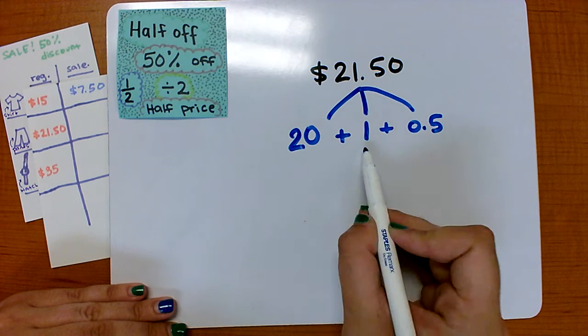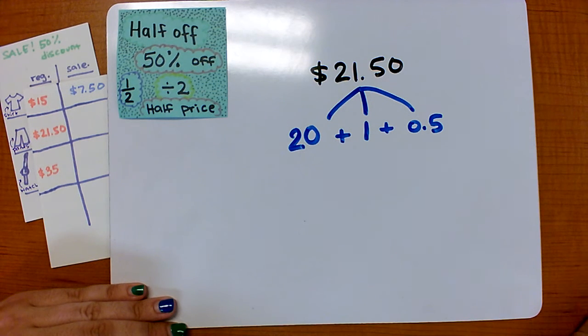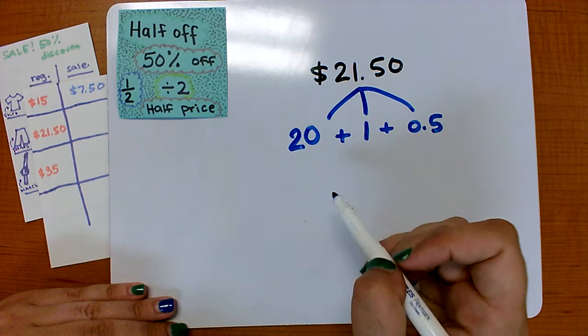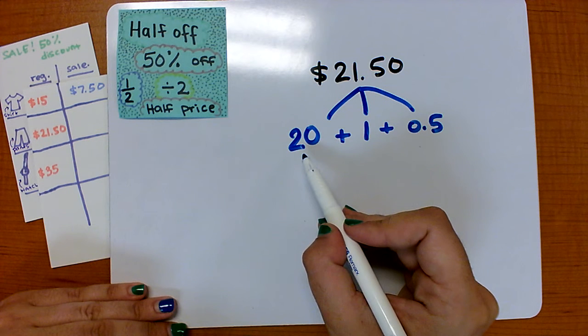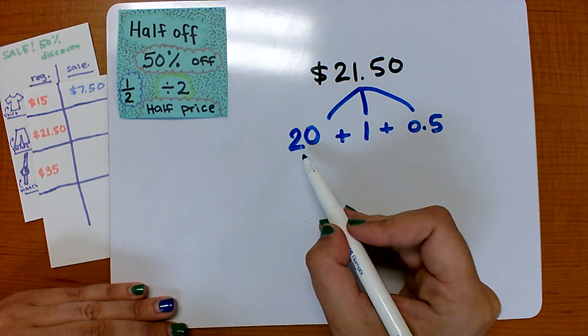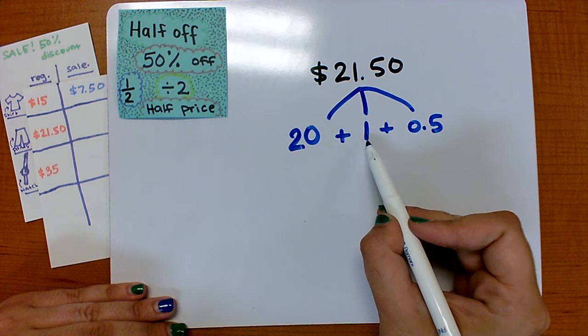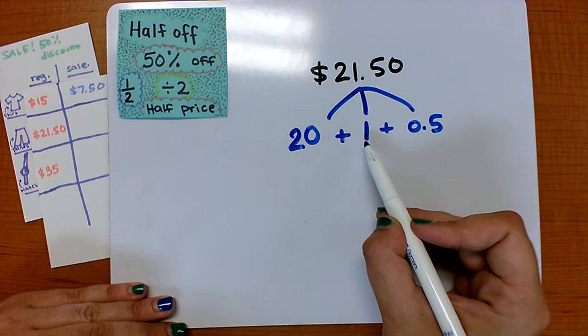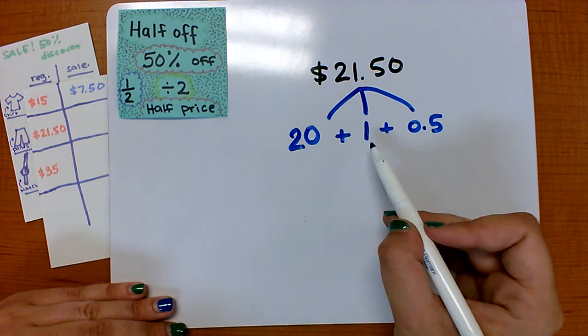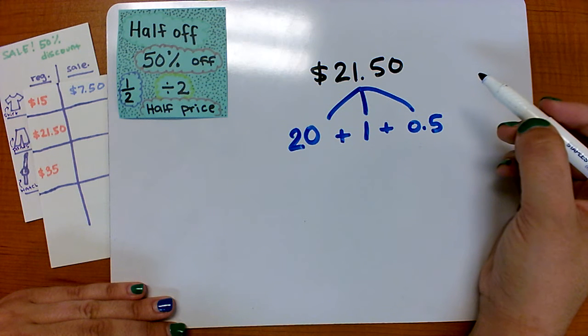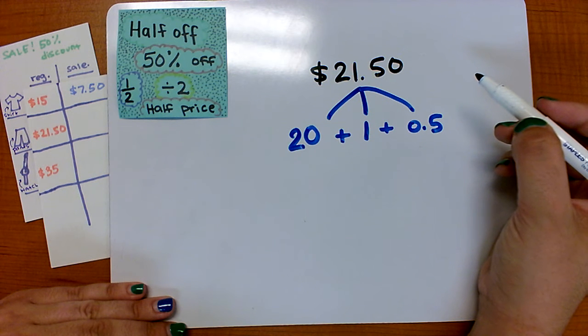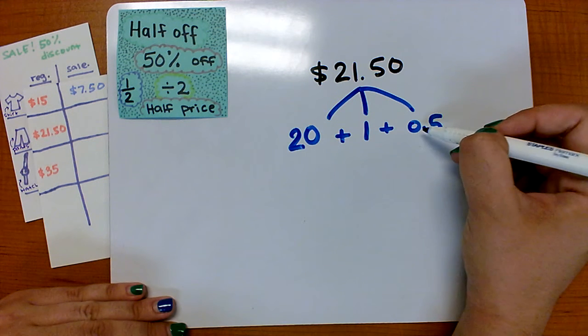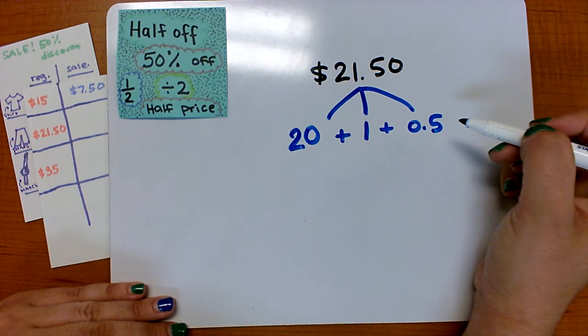Looking at this, I actually am not going to partition these numbers any more because I know how to work with 20. I can find half of 20. It's an even number. 1 is an odd number that's very friendly. I know how to work with it. So if not friendly, it's familiar. I've seen it before. I've worked with it before. And 0.5.